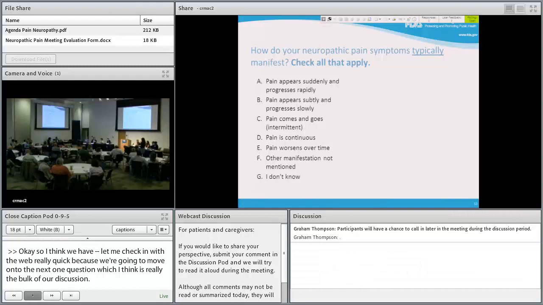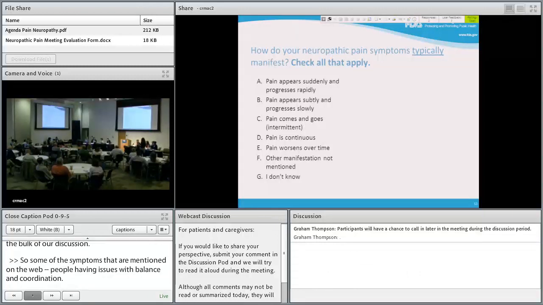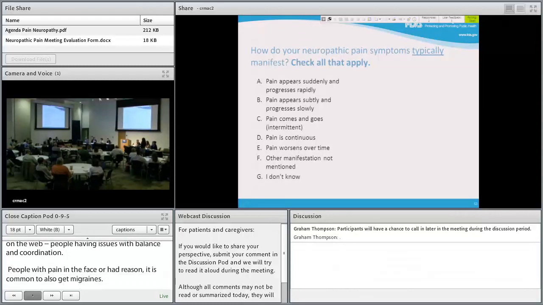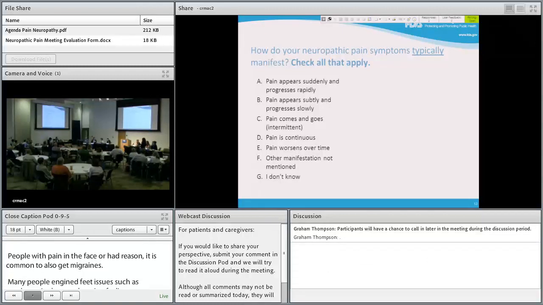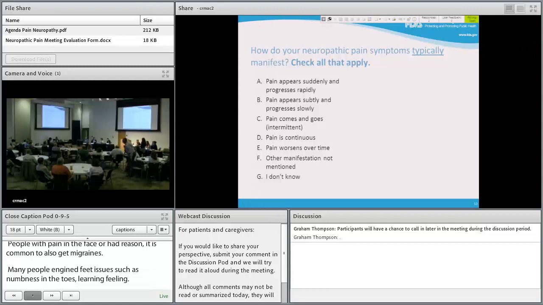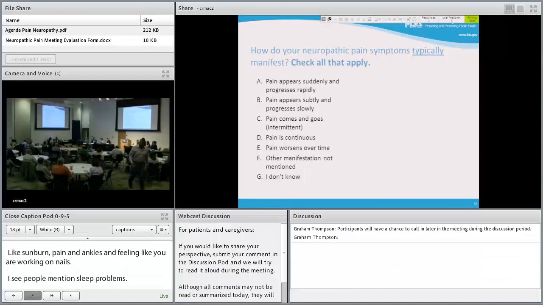For people with pain in the face or head region, it's common to also get migraines. Many people mentioned feet issues, such as numbness in their toes, burning feeling, like sunburns, pain in the ankles, or feeling like you're walking on nails. A few people mentioned sleep problems, and there's also mention of Charcot disease, which is a syndrome of bone deformation caused by peripheral neuropathy. Okay, thank you.